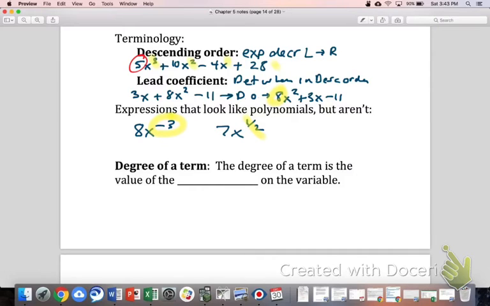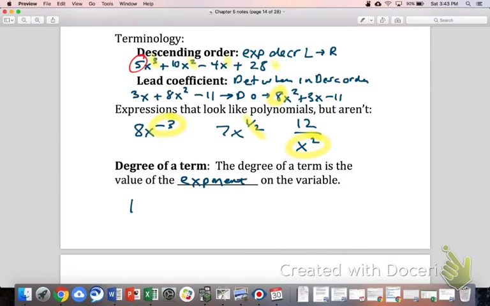And even things like 12 over x squared kind of looks like a polynomial, but remember the definition of polynomial says that you cannot have variables in the denominator, and that does. So once again, because of that, this would not be a polynomial. A couple more terms here, and then we'll do a couple of activities. So degree of a term is the value of the exponent on that variable.